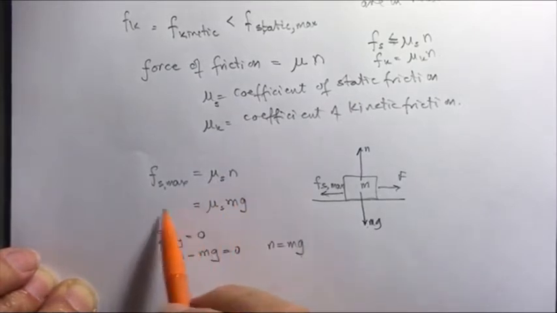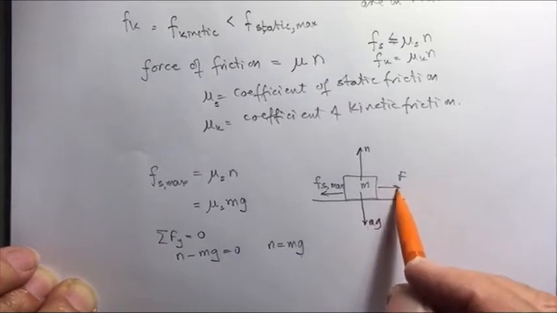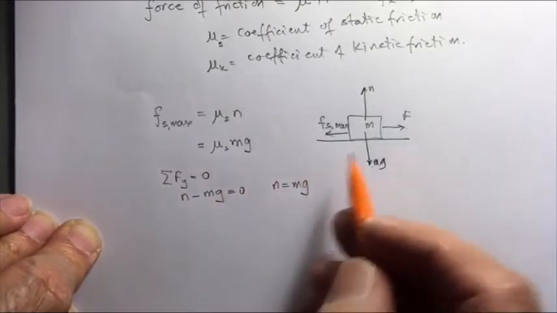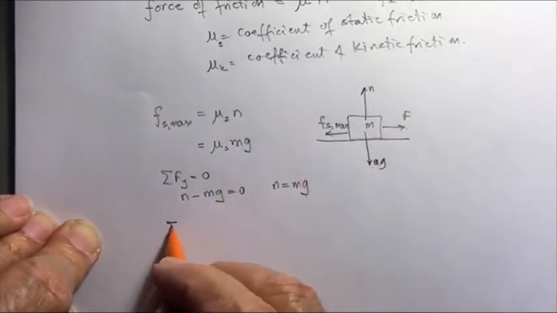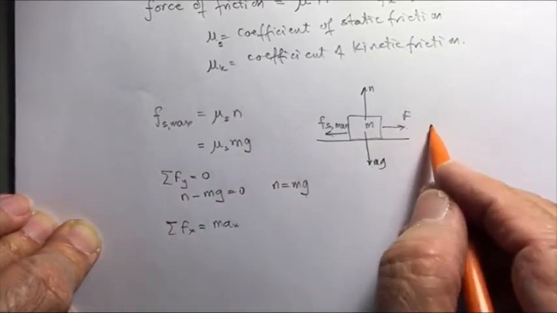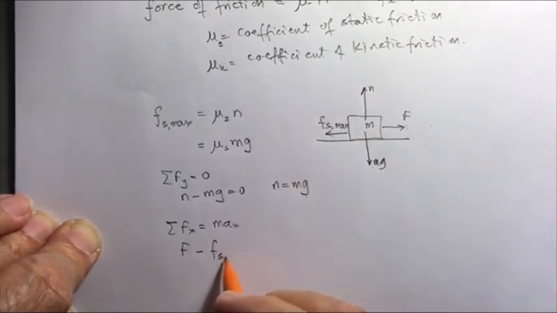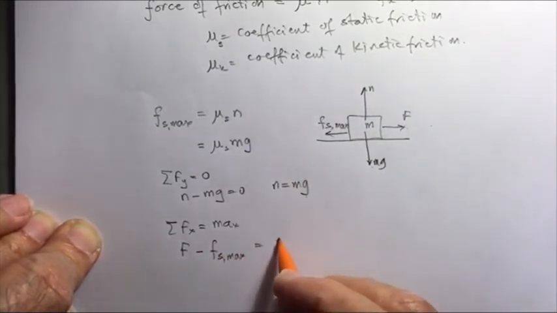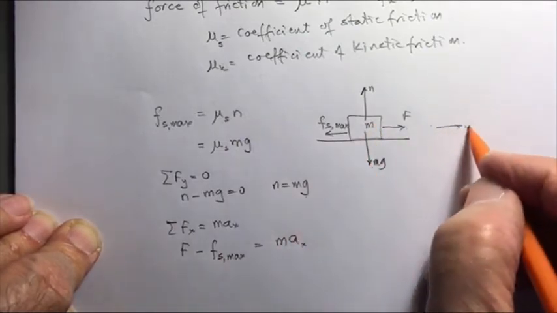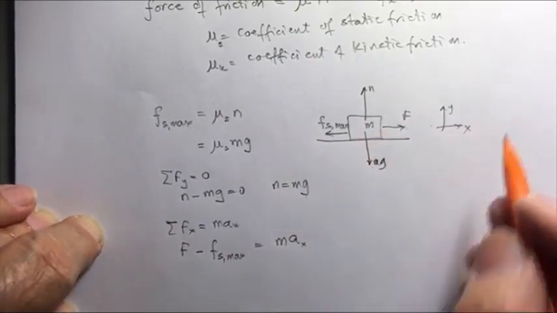So this becomes the maximum possible friction, and if the pulling force is more than that, what happens? Let's assume this force is bigger than that. Then we write the sum of forces in the x direction equals ma. The force pulling to the right is F, the force pulling to the left is Fs max, and that gives us the mass times the acceleration in the x direction, and it will start accelerating in that direction.